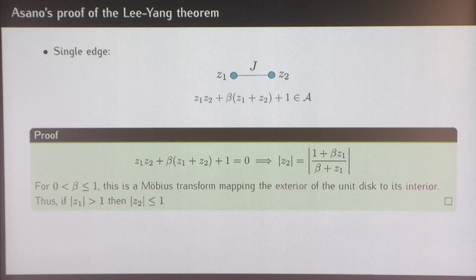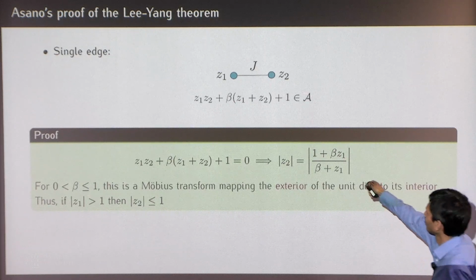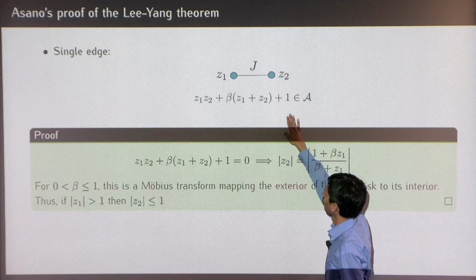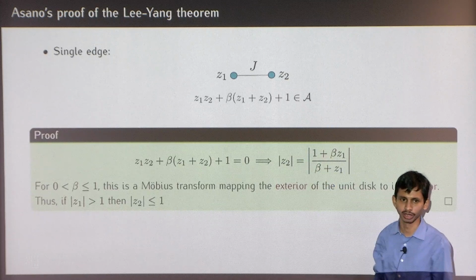Here is the proof for the single edge. So the partition function for a single edge, the multivariate partition function, is just this. It's z1 z2 plus beta times z1 plus z2 plus 1. Okay. And we want to show that this is Lee-Yang. So this has the Lee-Yang property.